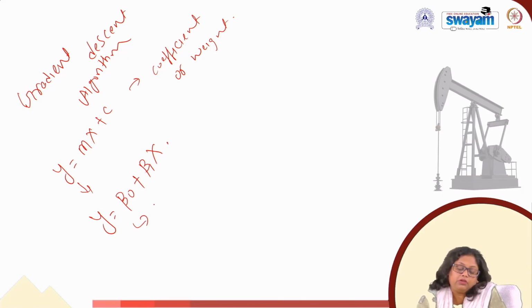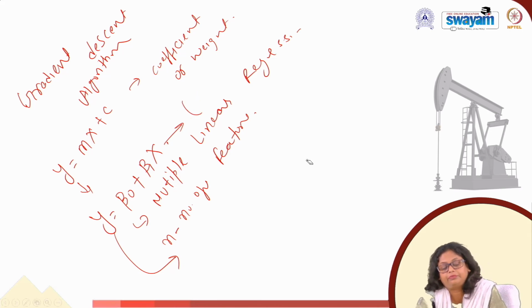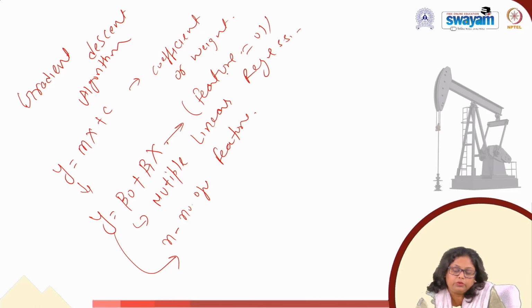But the same thing, when we put it in multiple linear regression, we talk about n number of features. Our linear equation currently has only one feature, one input and one target. So this input feature is one, and we should not get confused. The total number of input features we have is one.